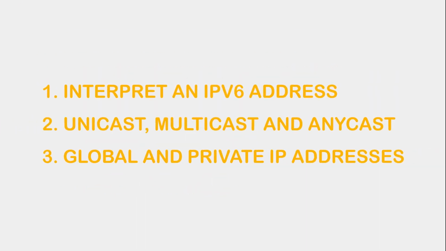In conclusion, we discussed how to interpret an IPv6 address and demonstrated how to reduce the IP address to make it shorter and easier to read. Further, we discussed the difference between unicast, multicast, and ANYCAST. Finally, we presented the difference between global and private IP addresses.